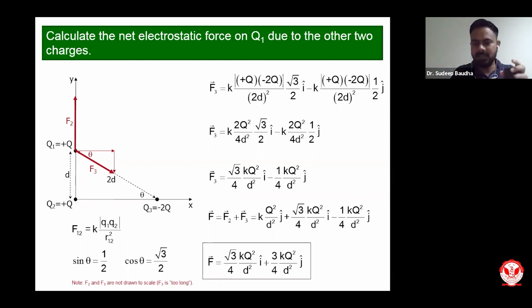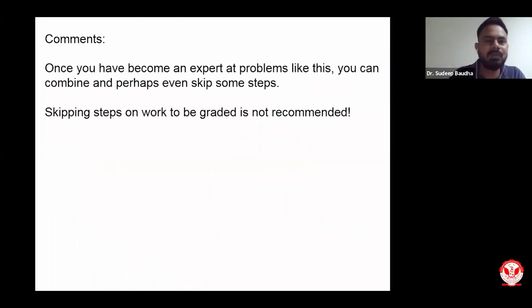So I hope this thing is very clear. This is also known as application of Coulomb's law in real electromagnetics. Now, this question has some more things to do. Once you have become an expert at problems like this, you can combine and perhaps even skip some steps.